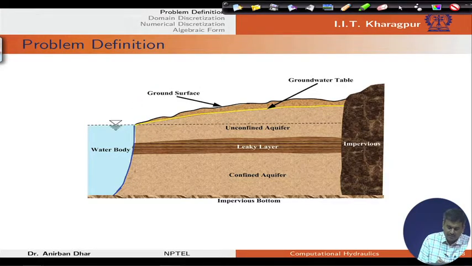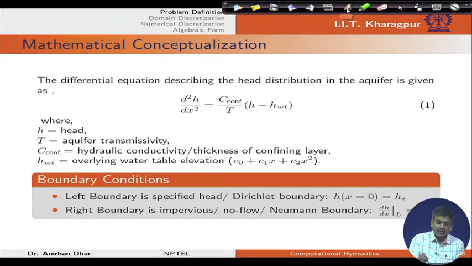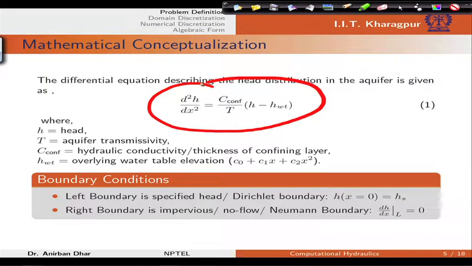The basic problem is: on the left side we have a water body, and we have the water table in this case, and this is the ground surface. If we conceptualize this problem in terms of a differential equation, we can write this governing equation. On the left hand side we have the specified boundary condition, and on the right hand side we have a zero Neumann boundary condition, which represents the impermeable boundary condition.